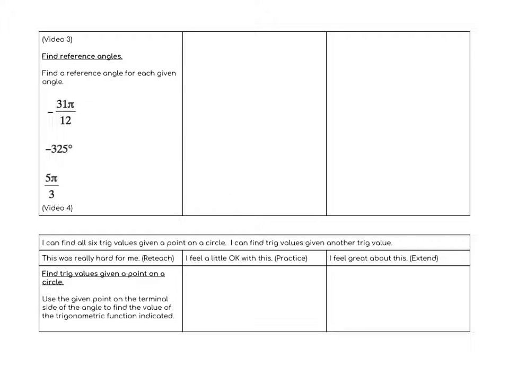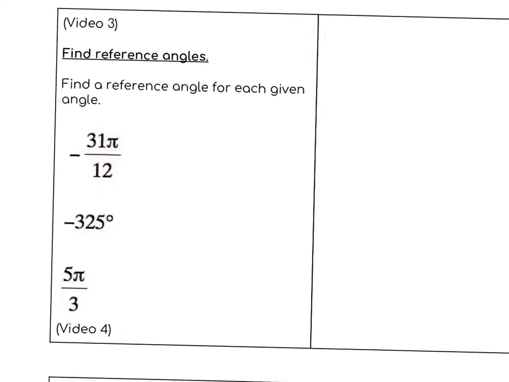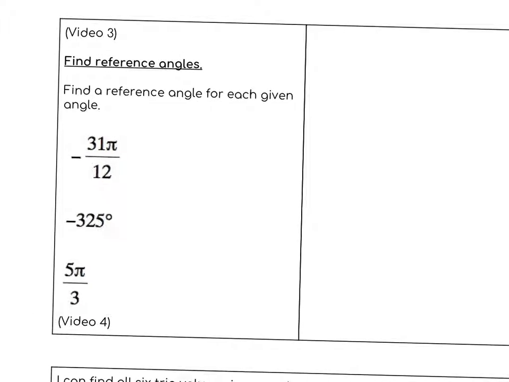Here we're trying to find reference angle for each of these things. I find it much easier to be able to do a reference angle if I draw my angles first. So I'm going to start off that way. So negative 31 pi over 12.